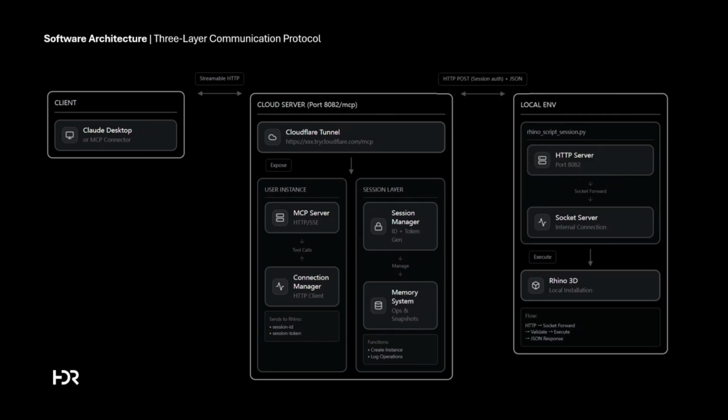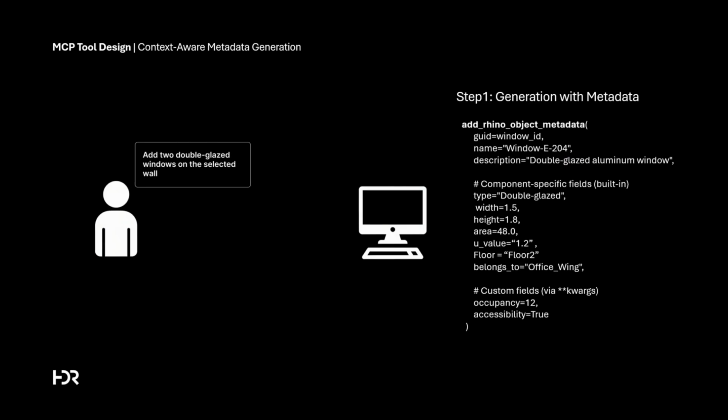Then the remote server sends the request with an HTTP POST, with an SDK session and JSON, to our lightweight Rhino plugin. So in this architecture, for the remote Rhino MCP, every single user has their own MCP server that can control and interact with the local Rhino smoothly.